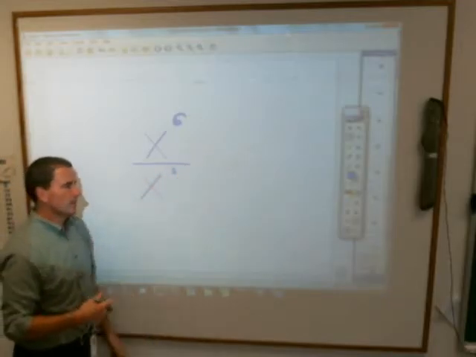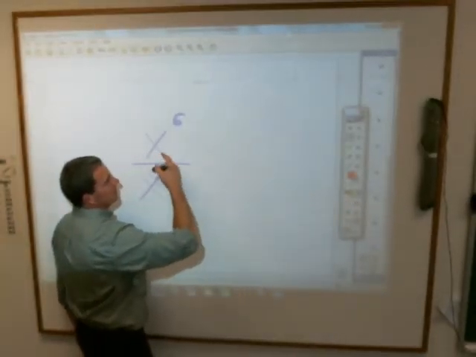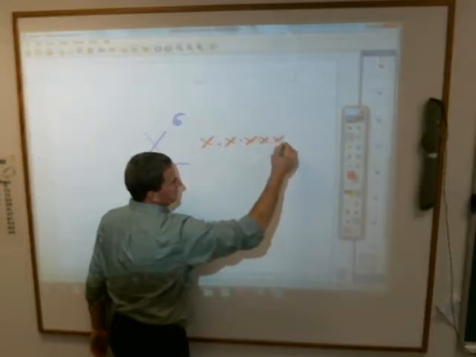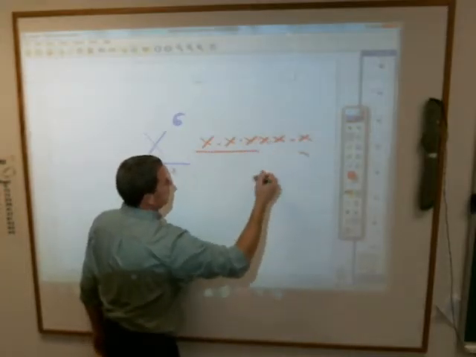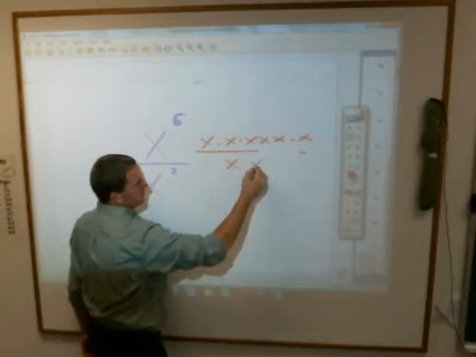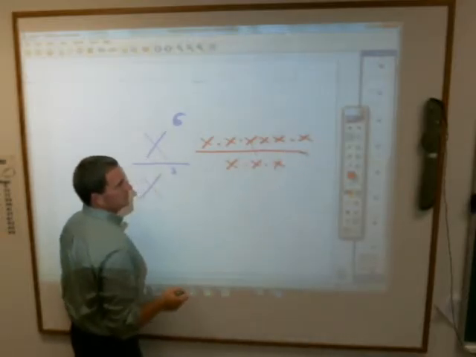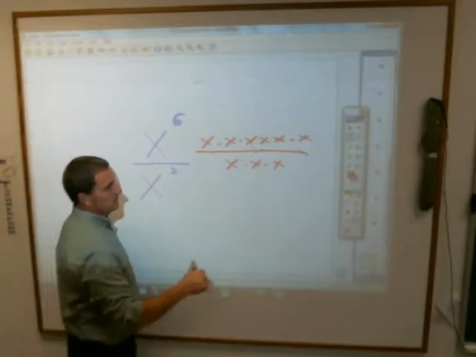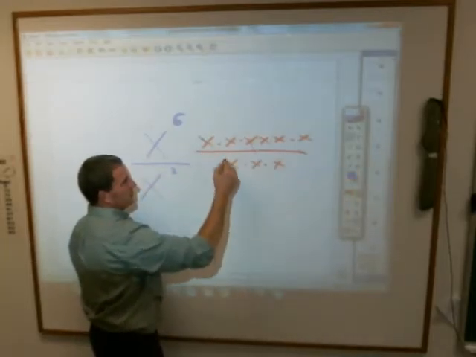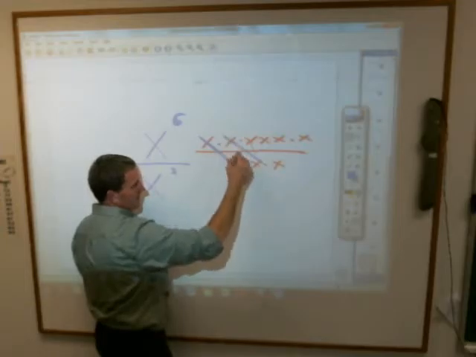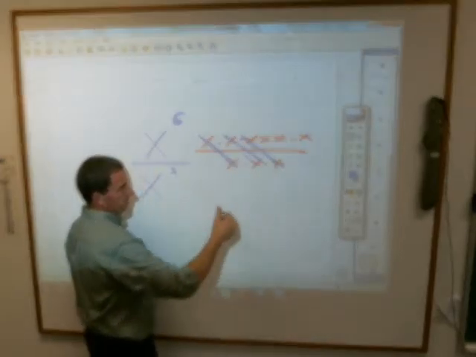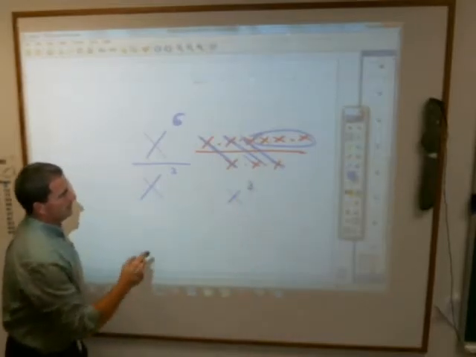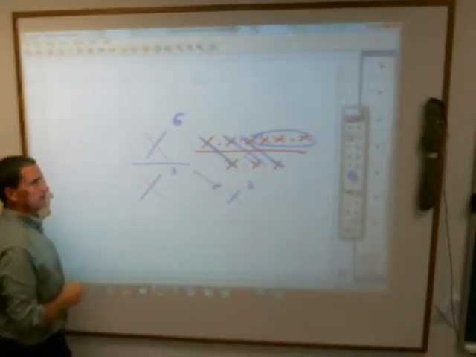What actually is it? Well, if we do it all out, x to the 6th power means you have 6 x's, all over 3 x's. If you have exact same things, you can cross them off one for one, so that would go away, that would go away, and this would go away, leaving me with x to the 3rd power. So x to the 6th divided by x to the 3rd is x to the 3rd.